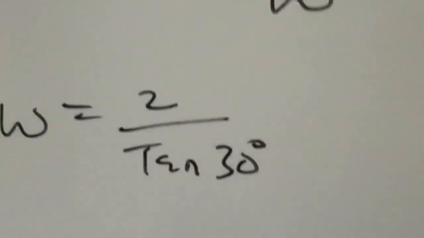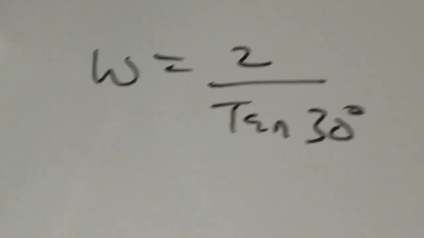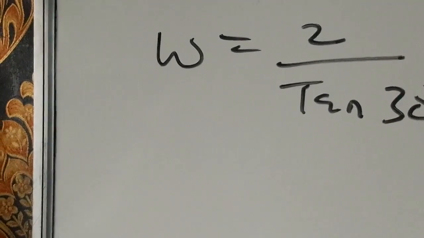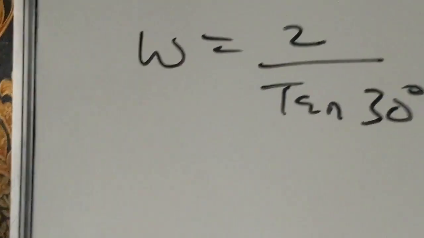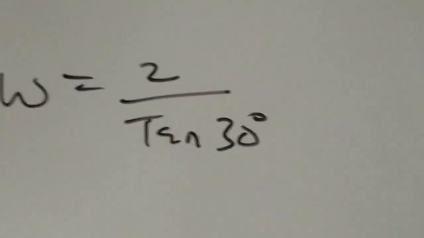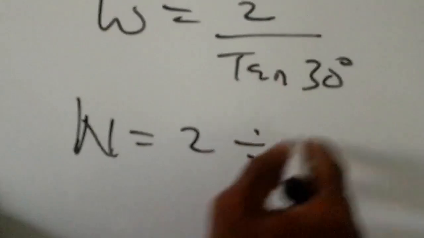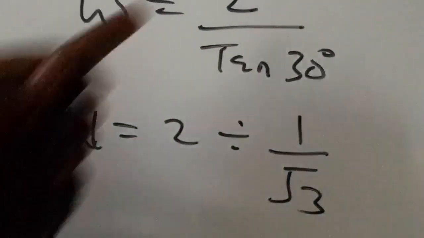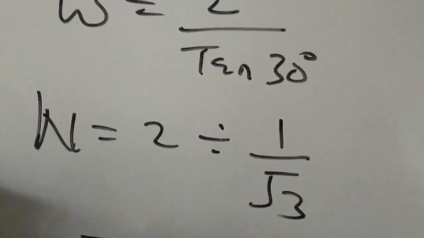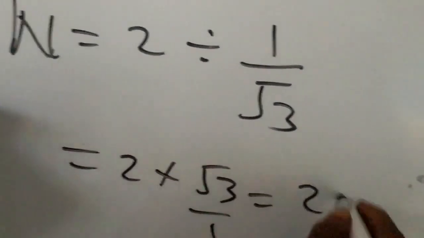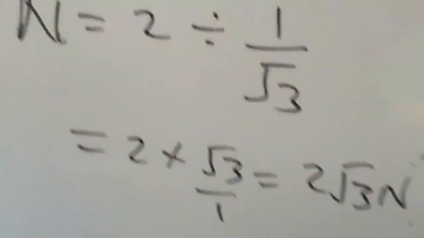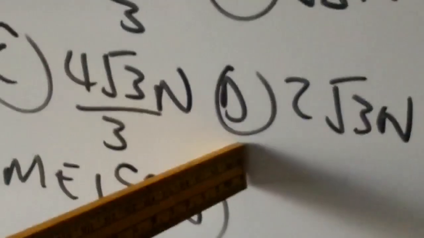So how do we find tan 30 to continue? Tan 30 is 0.5774. But the answers are given in root form, so we're going to use the short form. Tan 30 in short form is 1 over root 3. So W equals 2 divided by 1 over root 3. That gives us 2 times root 3 over 1, giving us 2 root 3 Newton as the answer to the question. That is 1990 JAMB. So looking at number 8, the answer to the question is option D, 2 root 3 Newton.